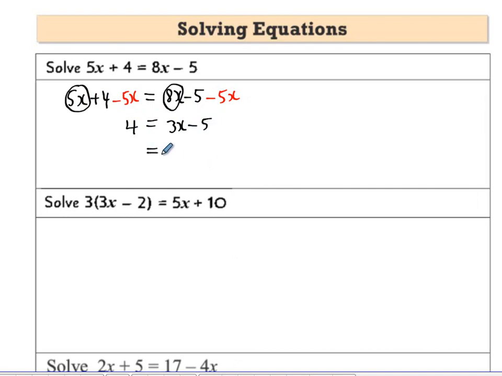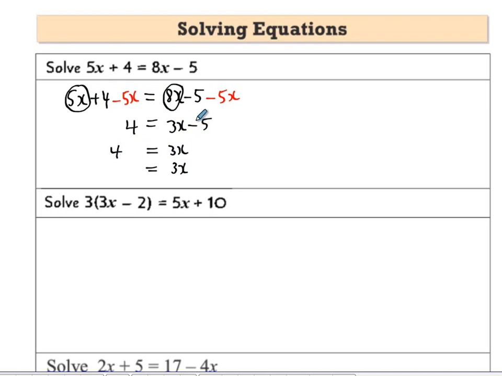Now again, what am I going to do? I want to have only 3x on one side. So we'll do one thing at a time. From 8x, 5x, we change it so that our x is on one side. And now with 3x and the number, we want only 3x on its own.